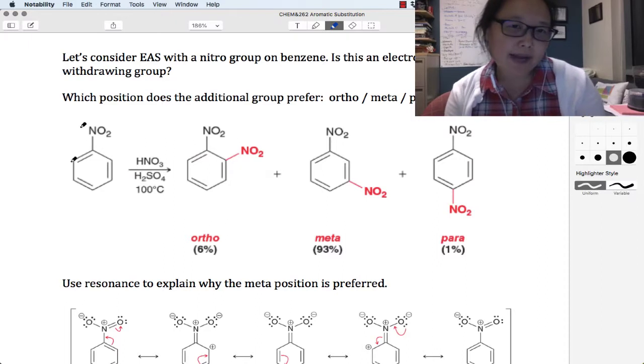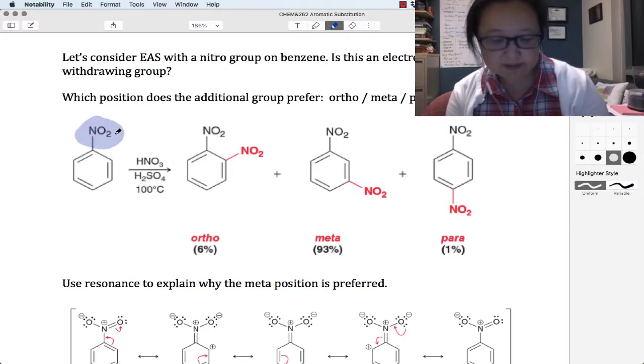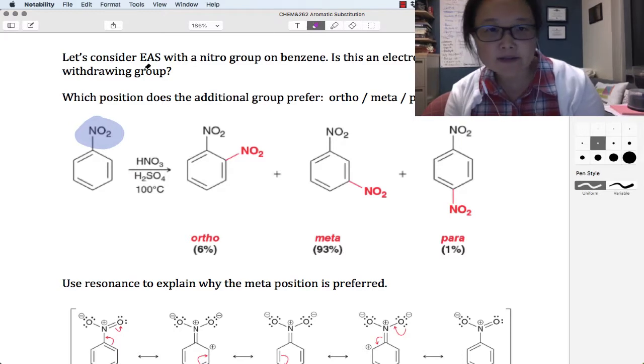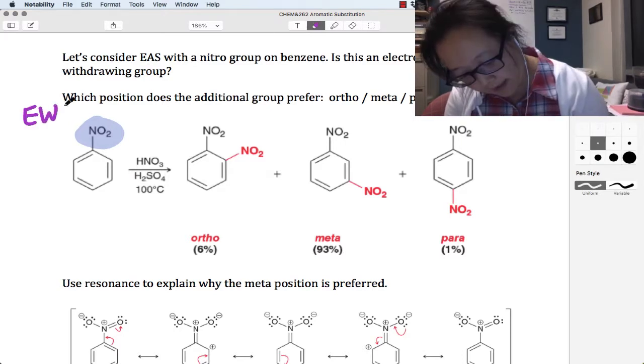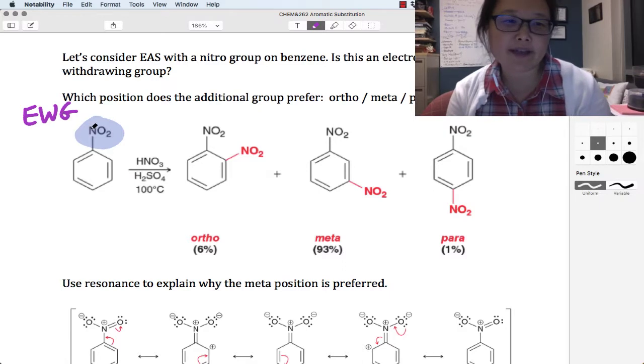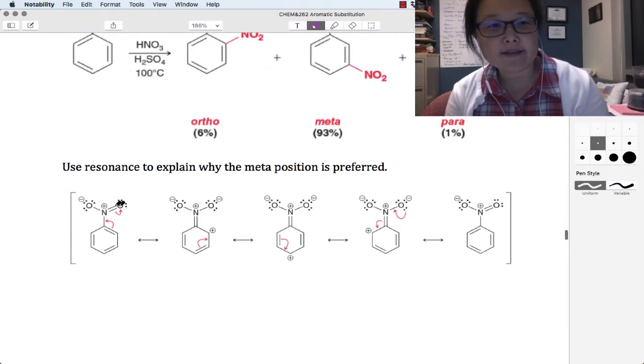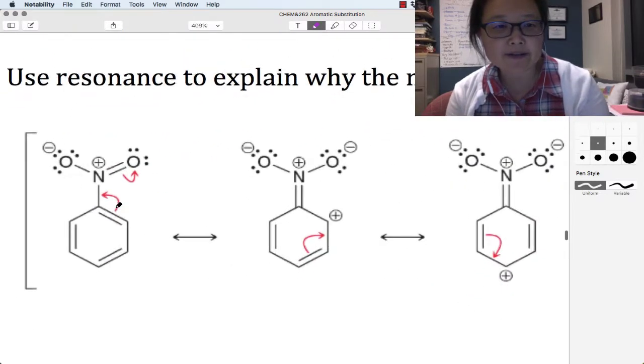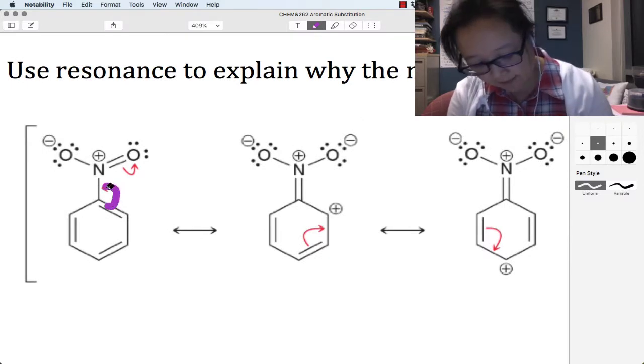Now let's see what happens with this kind of group, nitro. Do you think that's electron donating or electron withdrawing? Hopefully you said it's electron withdrawing. That's because of the effect of this nitro group. When you draw it out, it can actually have resonance away from the ring.